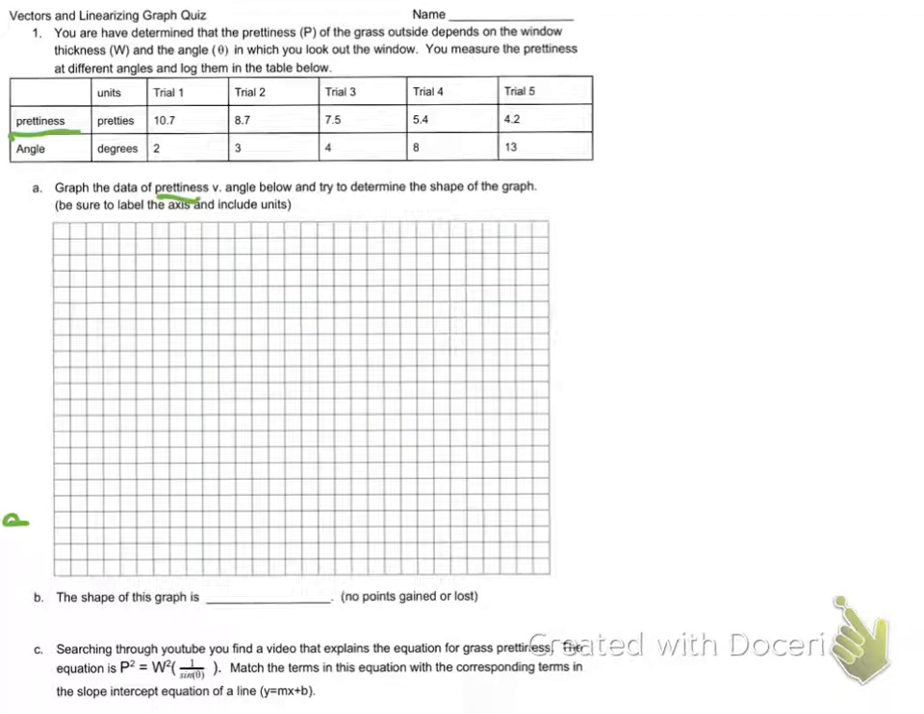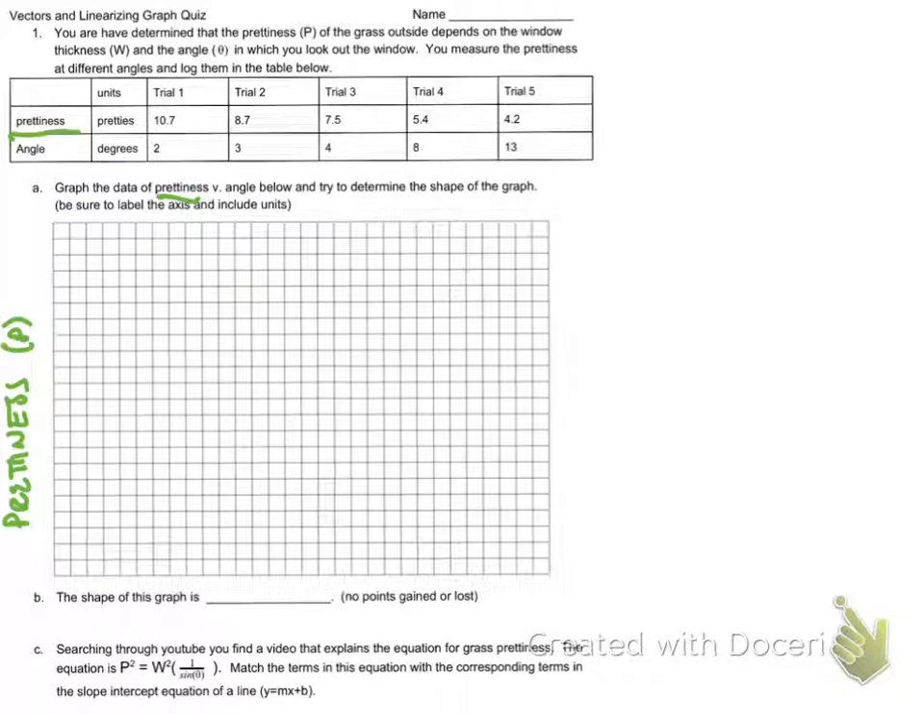Okay, here's a quick lesson on how to get information by linearizing data and getting slope from the graph. So this is a problem. We have determined the prettiness of grass outside depends on the window thickness W and the angle theta, which you look out the window. You measure the prettiness at different angles and log them in the table below.